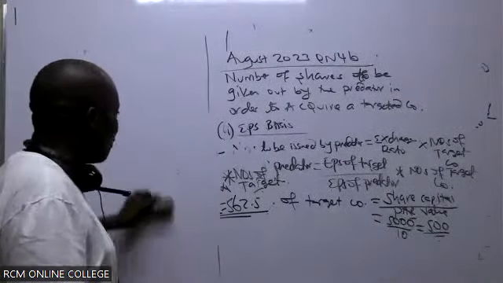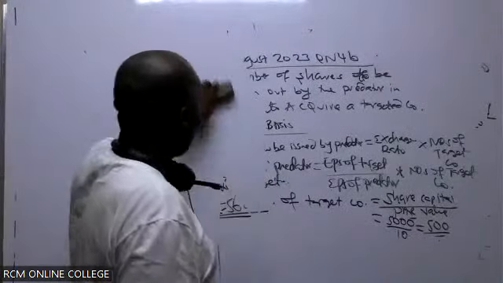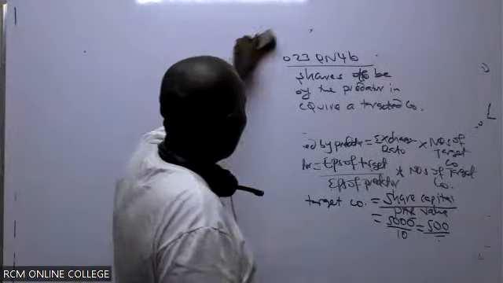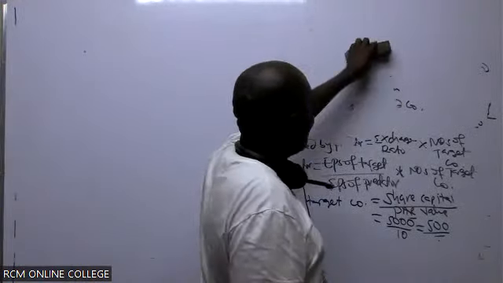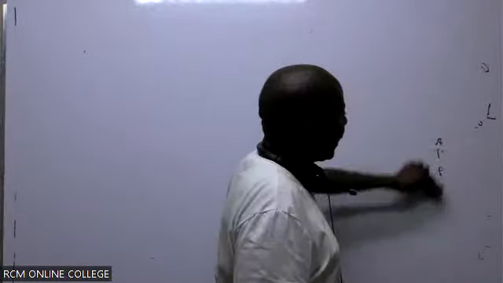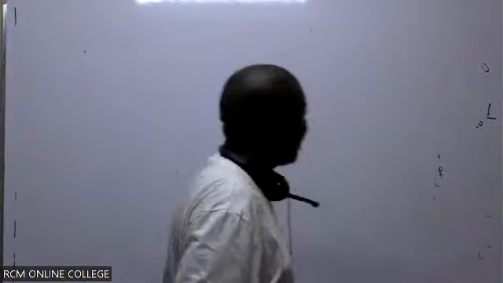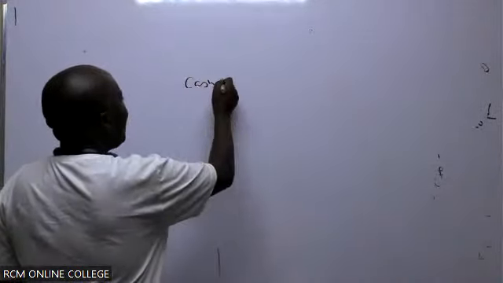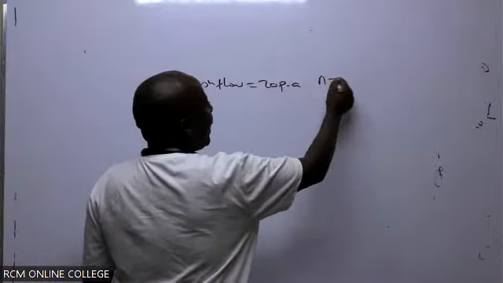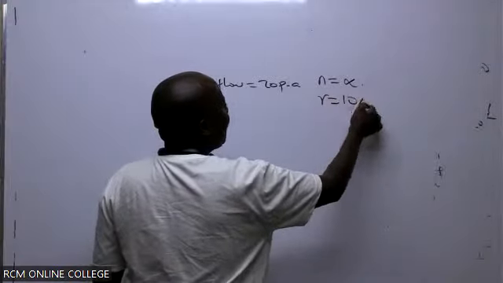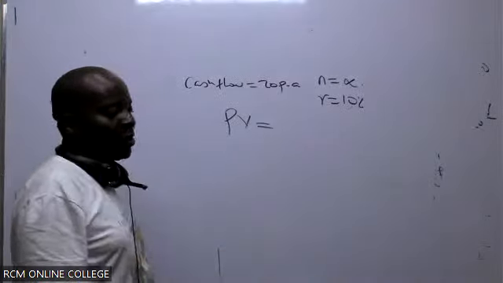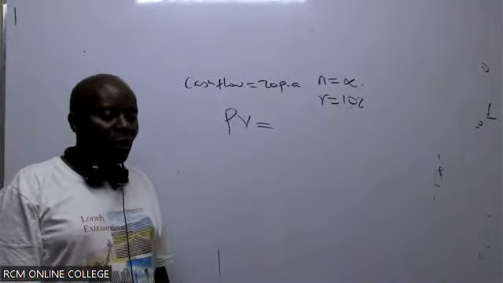Let me start by asking you a question. Ladies and gentlemen, if somebody promises you Kenya shillings 10 million every year, indefinitely, so you're given a cash flow of 20 per annum, N is indefinite, and R is 10%. Is there anybody who can give me the present value?